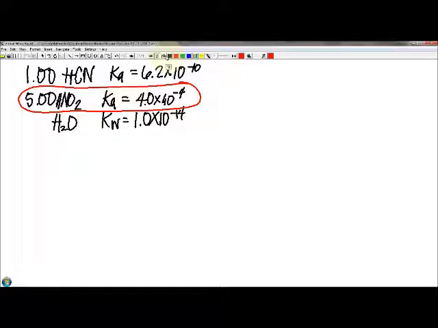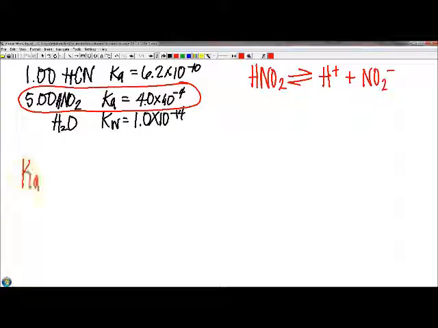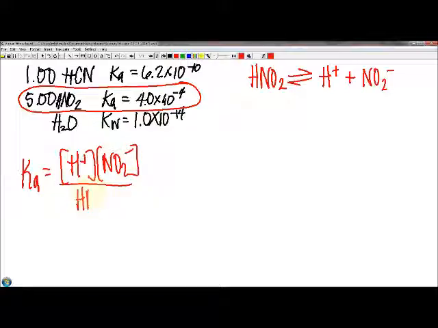Okay, so we can go ahead and write out our dissociation reaction for that, where it breaks down and you get rid of one proton and you're left over with everything else, which is nitrite. And our Ka expression is going to be products over reactants. So H plus times the nitrite all over the nitrous acid. And let's go ahead with our ICE chart.